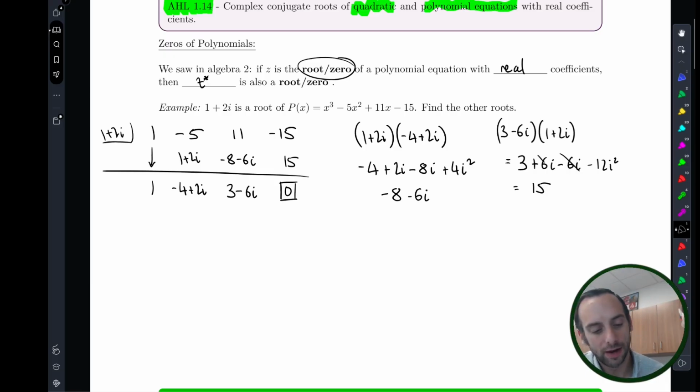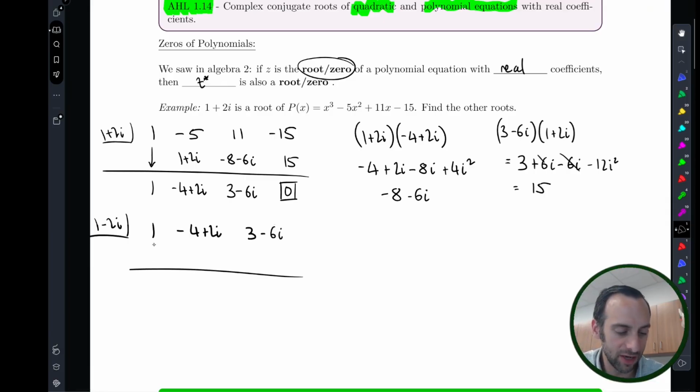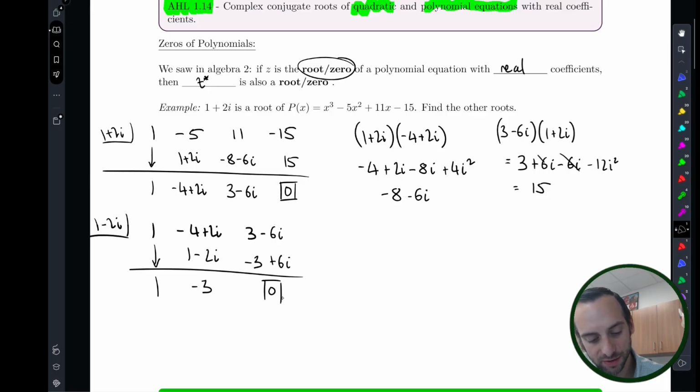Now, using this knowledge that our roots come in complex pairs, we can run our synthetic division again with the conjugate of our original root. And our polynomial will be 1 degree lower, so we'll only have 3 coefficients across the top here. Now, some of those coefficients are complex, but the synthetic division doesn't care, and this second round is usually a lot simpler, where we simply add these and the imaginary parts cancel out, and then finally we get negative 3 plus 6i, which zeroes us out again.